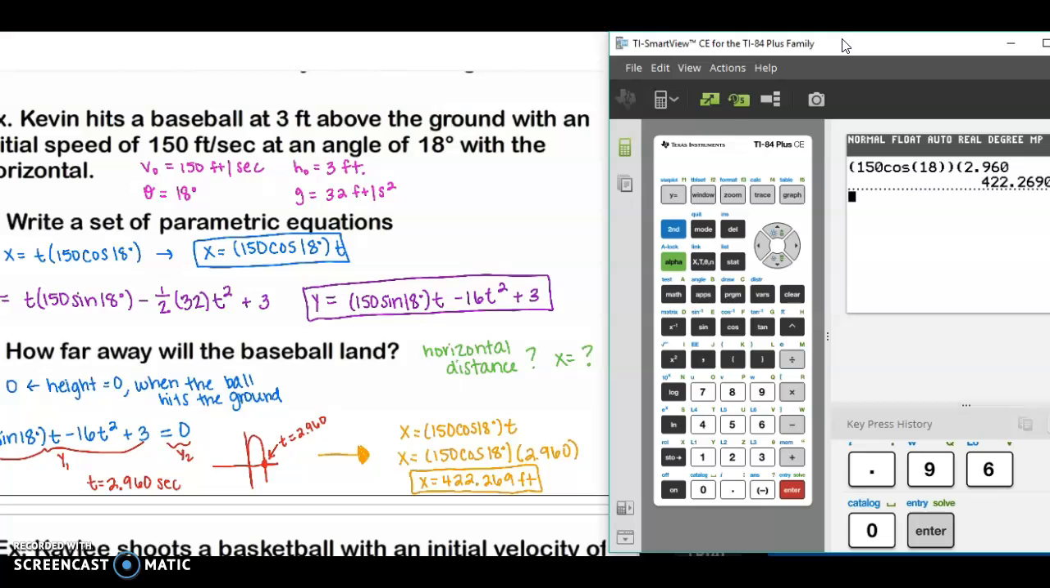Okay, so we used our parametric equations here. We made an x equation and a y equation using our formulas, just plugging in. And then because it said how far will the baseball land, we wanted that horizontal distance. Well, before we had to do that, we had to figure out how long it was in the air before it hit the ground. So we had to use our vertical distance. We knew when the vertical distance was 0, that's when it hit the ground. So we figured out the time, and then we plugged that time in.